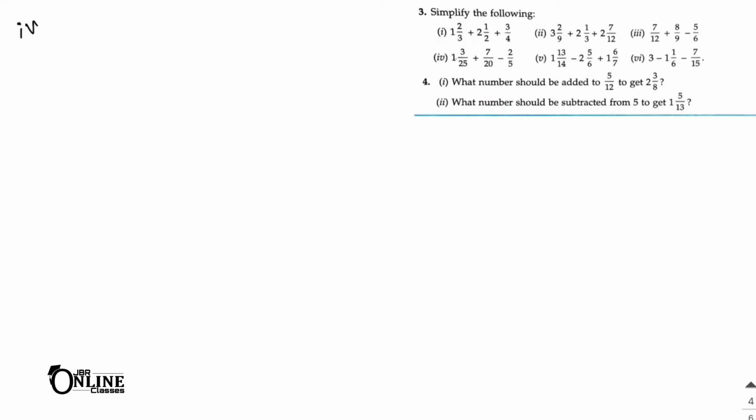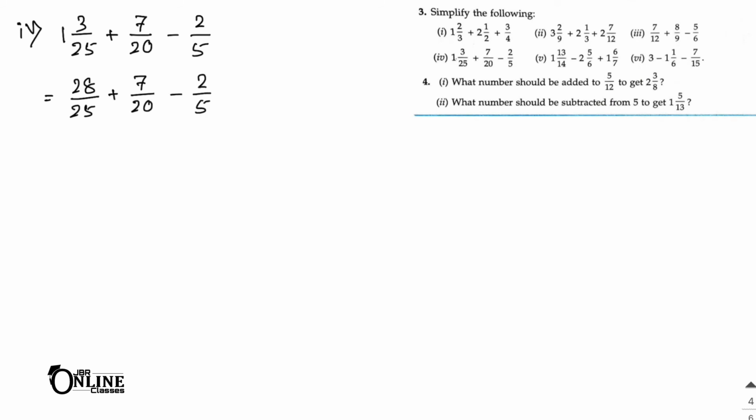Now next one, sum number 4. 1 whole 3 by 25 plus 7 by 20 minus 2 by 5. So that will be 28 by 25, 7 by 20 and then 2 by 5. So first you have to find out the LCM of 25, 20 and 5.